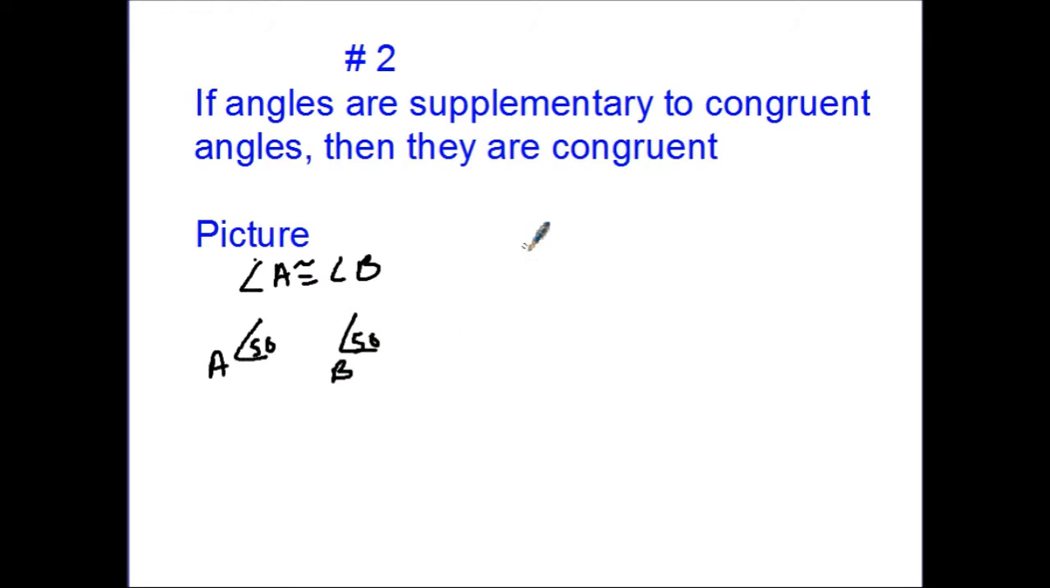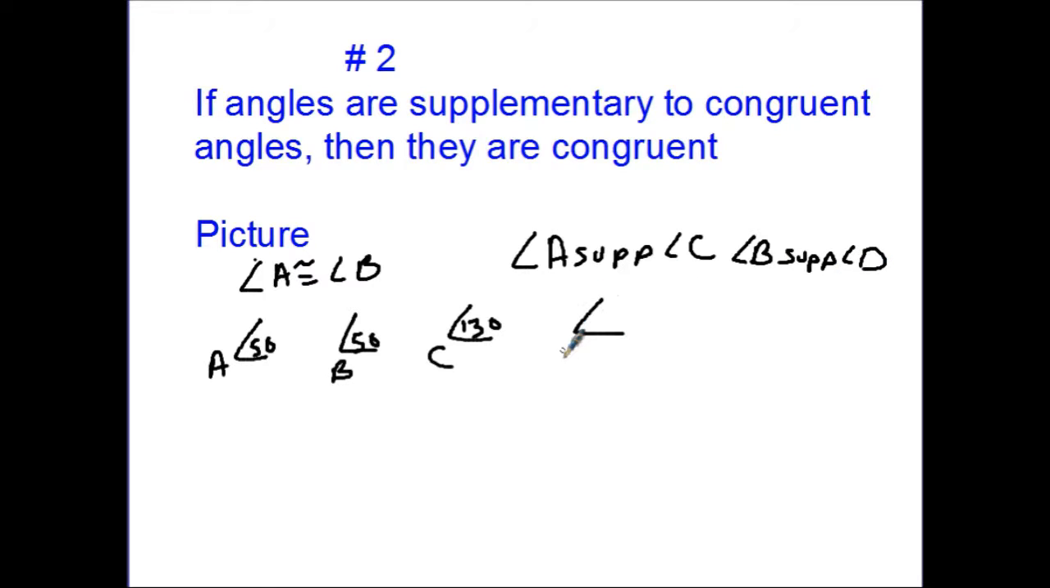Now, let's say that angle A is going to be supplementary to angle C. What does that mean angle C is going to be? Well, it means angle C is going to be 130 degrees. And let's also say angle B is supplementary to angle D. So what would angle D have to be? Well, if B is supplementary to D, that means angle D is also going to have to be 130 degrees. So let's look at those 2 angles once again. We see that we end up with the exact same measure, therefore they're going to be congruent to each other. Angle C would end up being congruent to angle D.